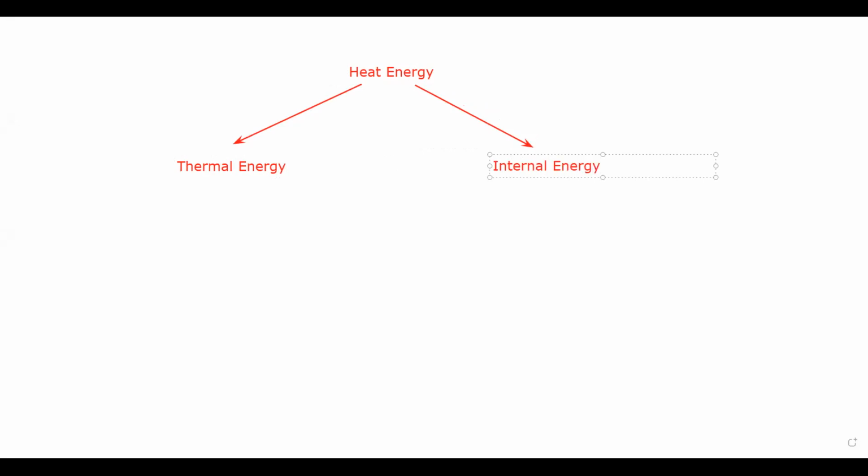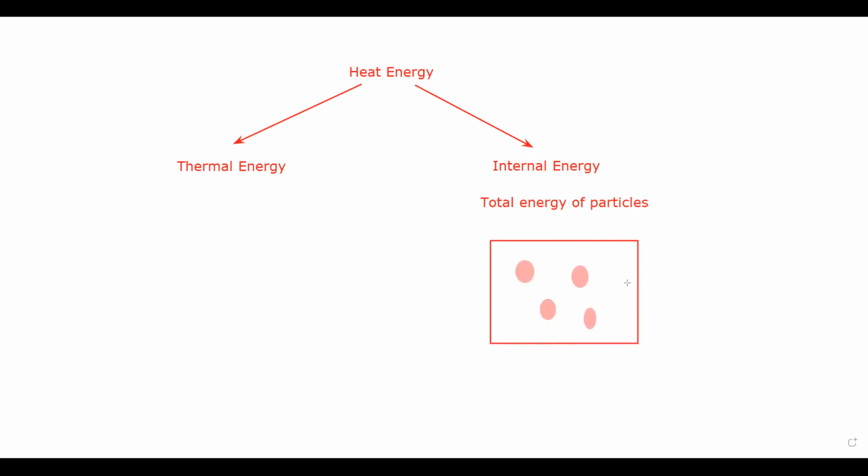What is the concept of internal energy? Internal energy means the total energy of the particles. So the total energy of the particles is known as internal energy. Like you have an object which consists of particles, say 5 particles are there, and they have different energies. This is having 2 joules, 3 joules, 4 joules, this is 2 joules, and again 3 joules. So what is the meaning of internal energy? It is the total energy of the particles.